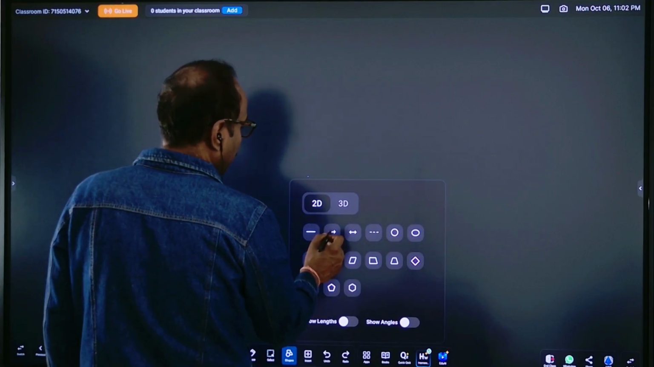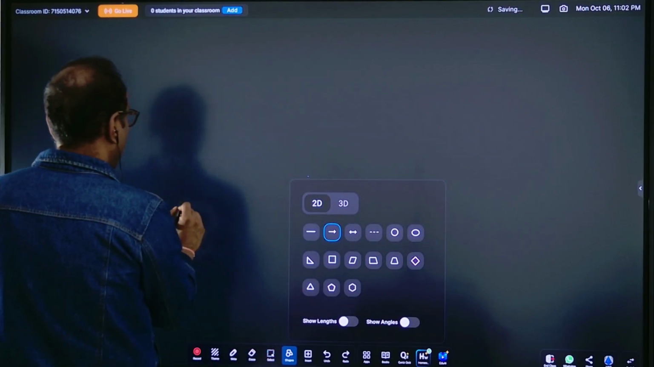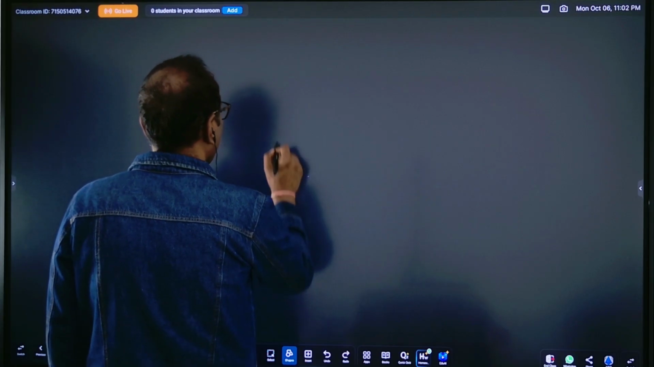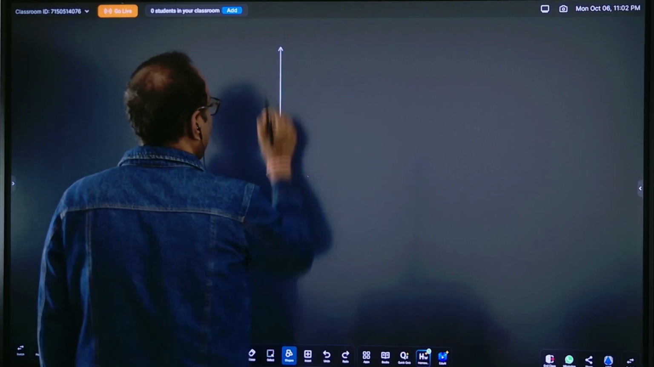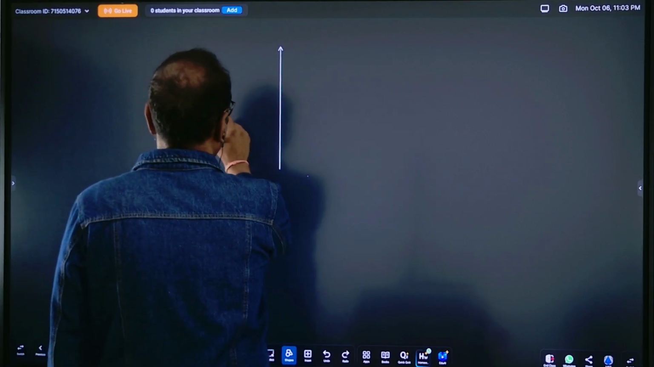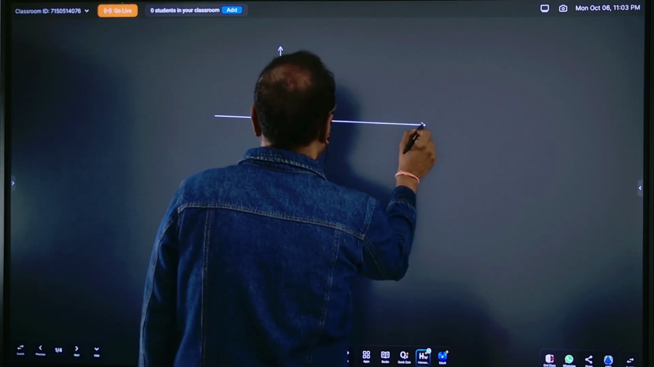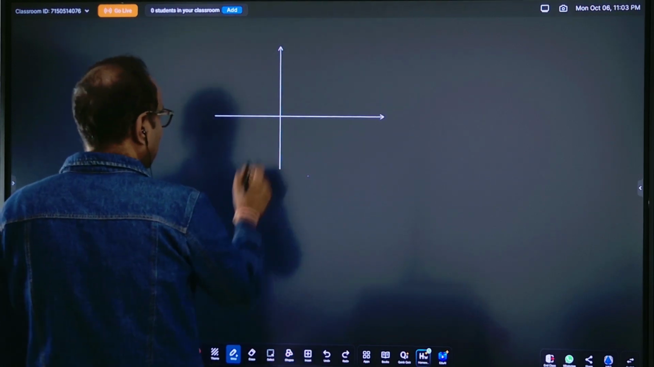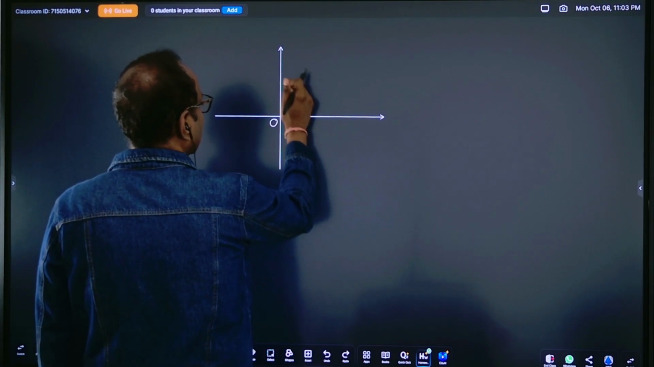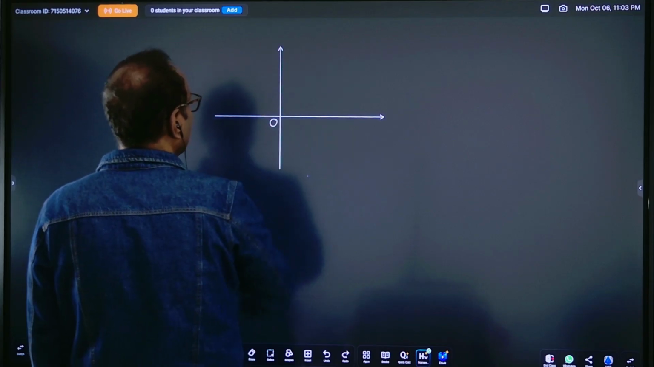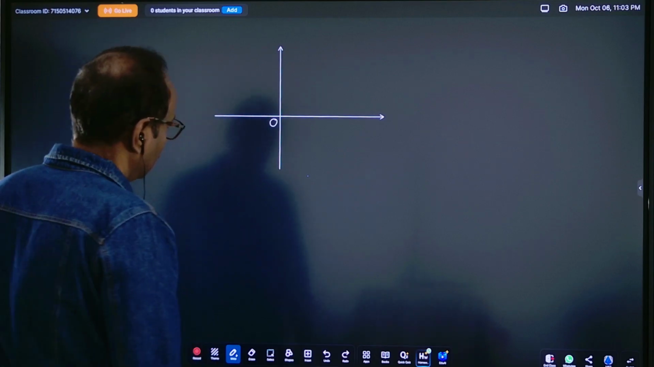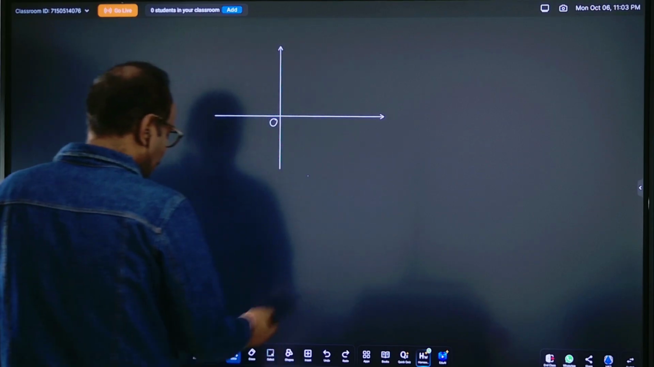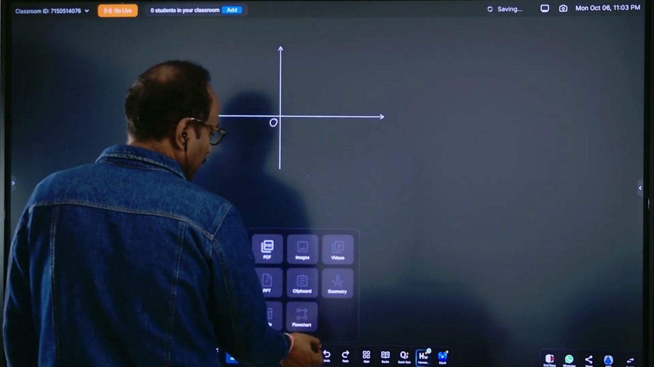Regarding the sine theta, how it increases between 0 to 90 degree and after 90 to 180 degree it decreases. So we should try to understand like this.